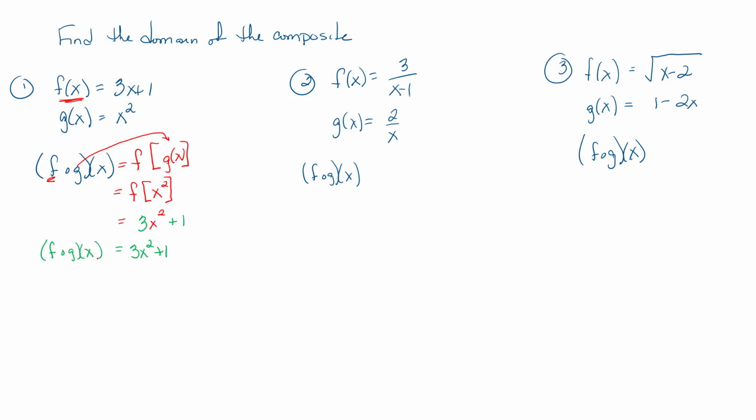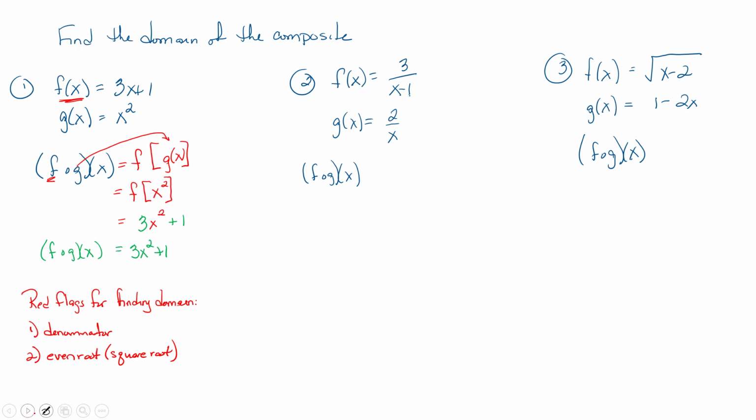So, just a brief throwback. When you're finding the domain, you've got 2 red flags that you need to look at. One red flag is if you have a denominator. The second red flag is if you have an even root. And our most common even root is a square root.